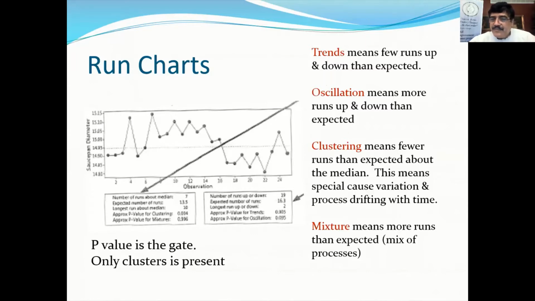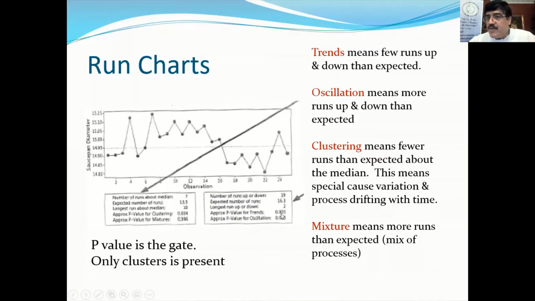Clustering is basically fewer runs around the median. This is your median here, and this is a clustering. So you have one cluster. This is a cluster here. This is another cluster, and so on. But again, the p-value is always your gate. So here, if you look at the p-value, sorry for the poor quality of the slide, but the p-value is more than 0.05.